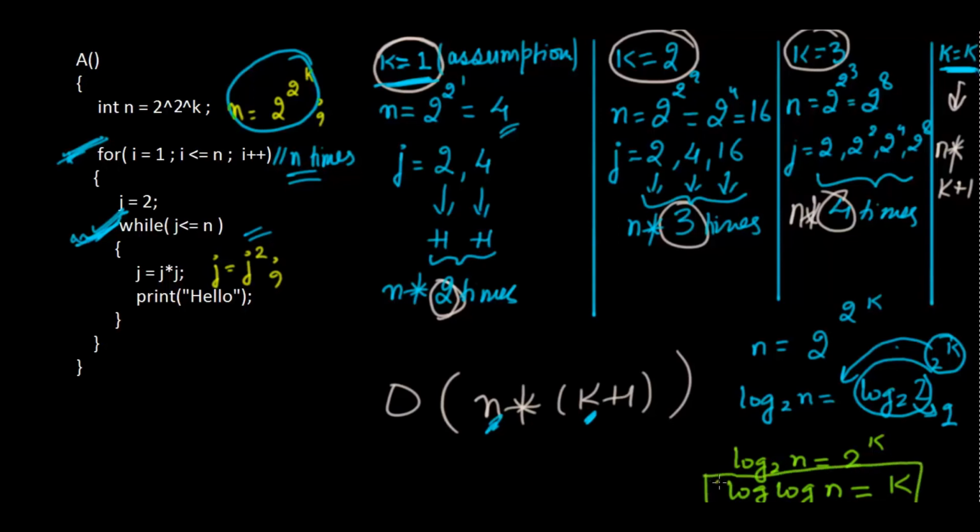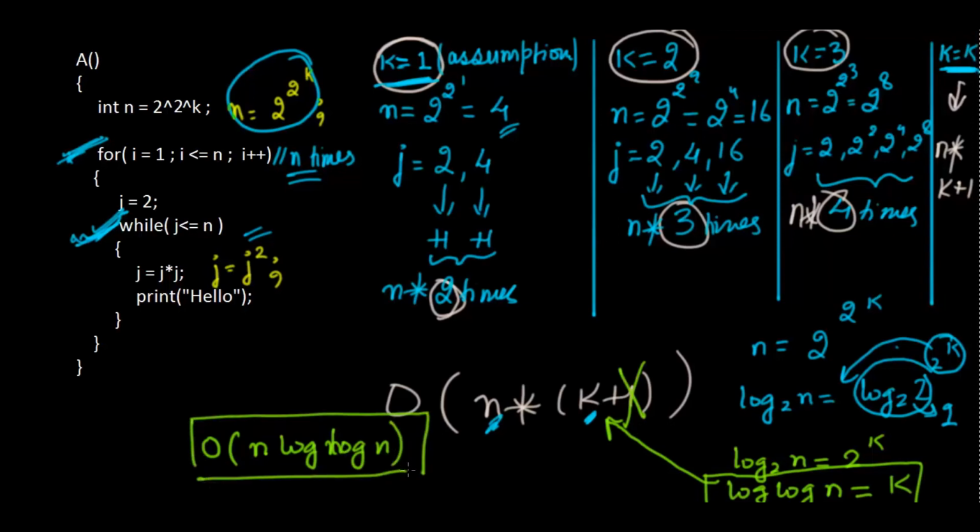So my value of k is this. Now we can substitute this value. So my final complexity becomes n into log log n times, and we discard non-dominating terms. So our final complexity is O of n log log n.